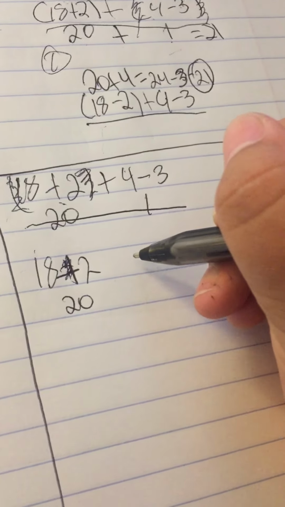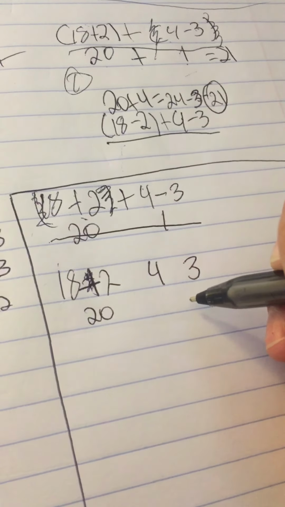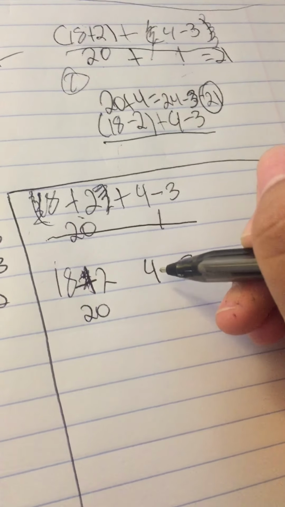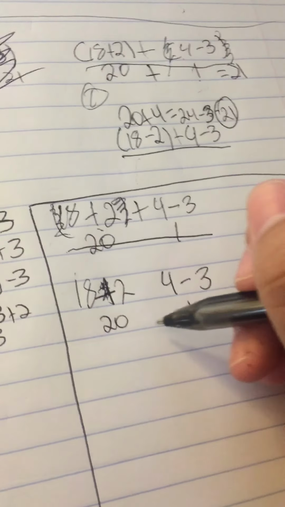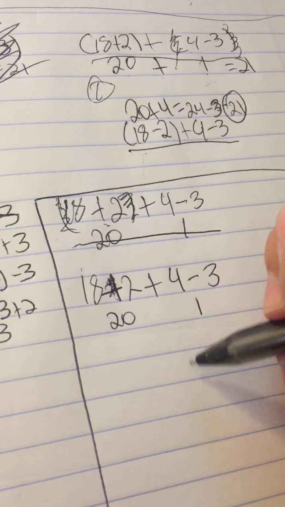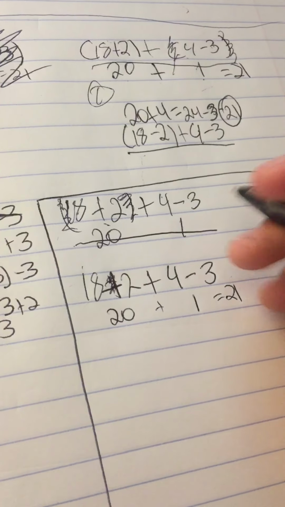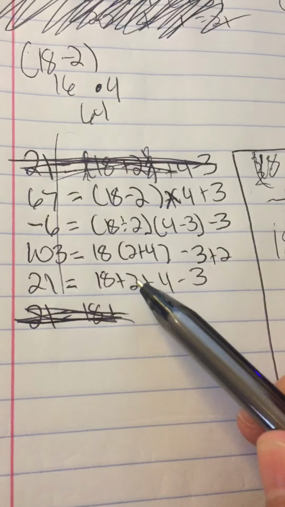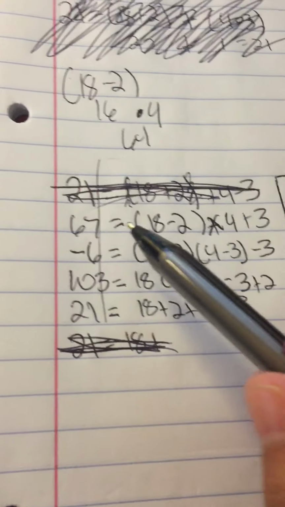And then the next numbers that I had to use in order were 4 and 3. So, in order to get 21, I had to have a 1 added to here. So, 4 minus 3 would equal 1. And then I just added those together, and then I got my number that I needed to get first, which was 21. So that's how I ended up with the equation 18 plus 2 plus 4 minus 3. Alright, next we're going to go to 67.